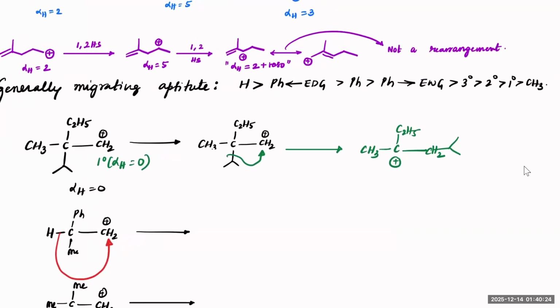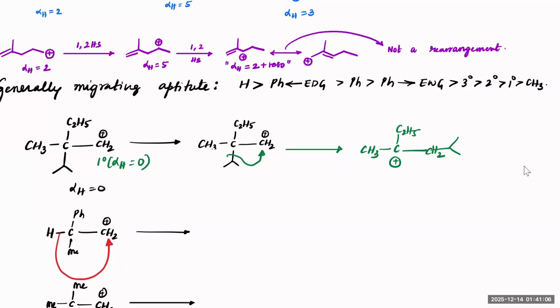Now, most importantly, which group to migrate? So far, we are noticing we are only shifting hydrogen. Is it always the case? Well, the first priority is always hydrogen. But if there is no hydrogen present, then you will go for phenyl. A phenyl having an electron donating group would migrate more easily in comparison to only phenyl or phenyl with an electron withdrawing group. So this is the priority. And only then you will think about 3-degree carbon, 2-degree carbon, 1-degree and methyl.